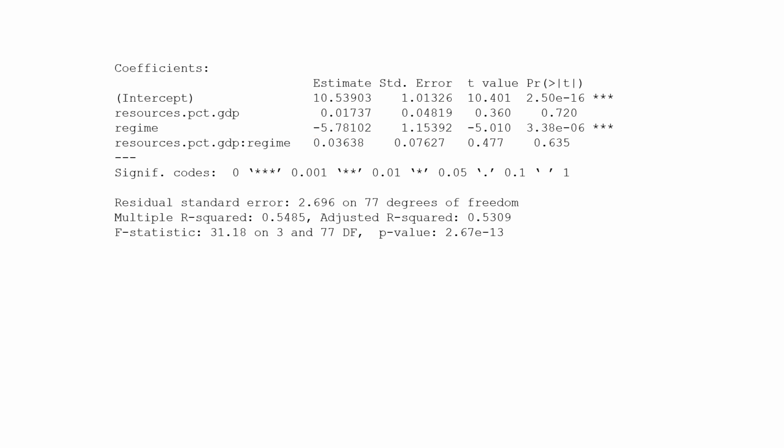Now, in this case, we need to do a bit of algebra to understand the substantive interpretation of the interaction effect. Why is that? Well, because the slope coefficient is here given for the multiplication term, and thus the slope may be different given which value we hold our regime variable at. So let's get started.